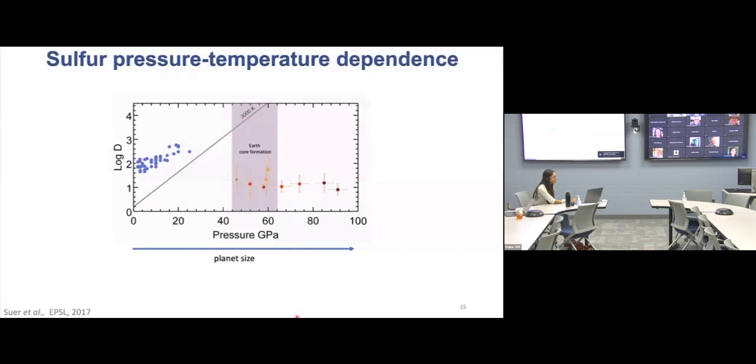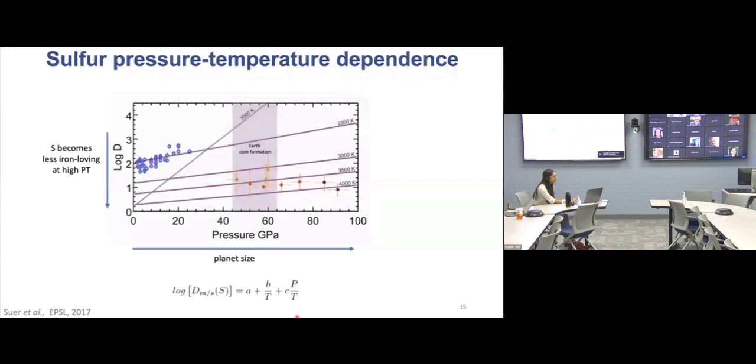And then using the functional form that we derived, we overlaid these isotherms, which show how the sulfur partition coefficient evolves at high pressures and temperatures. And it becomes evident that it's becoming less iron-loving, but it's still fairly iron-loving. To first order, this implies that most of the sulfur would still end up in the planetary core, but a significant amount of it would end up in the mantle and be available for outgassing.